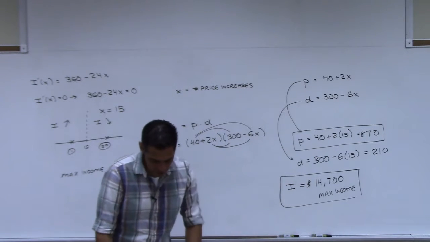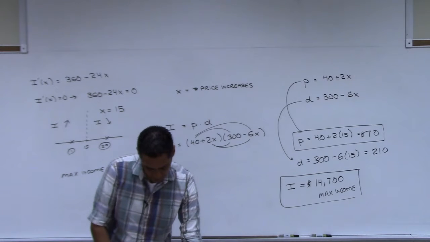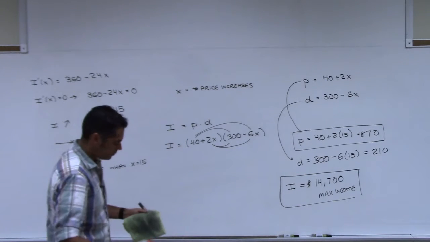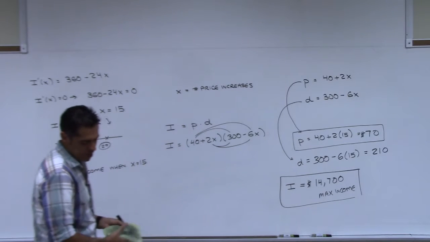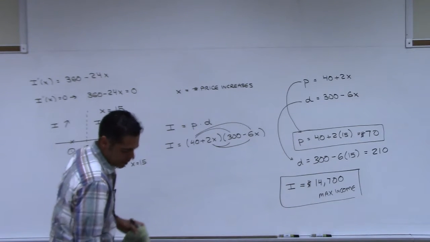All right, let's do number 6 before we do number 7. 6 is a little easier to do. A company manufactures and sells X ceiling fans per week.